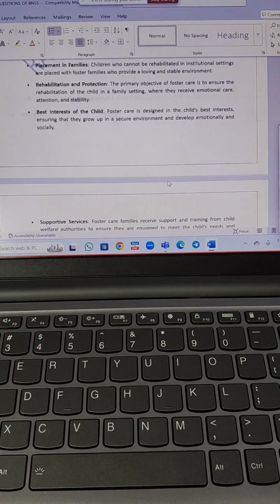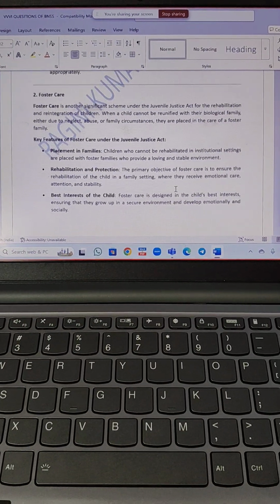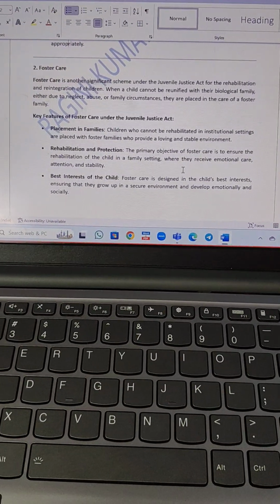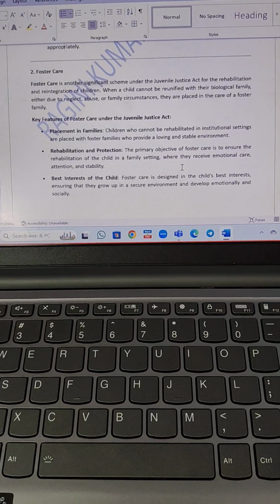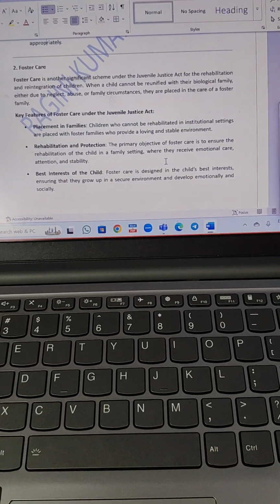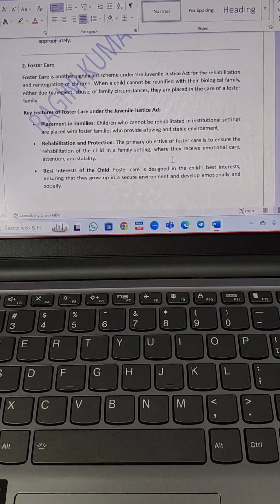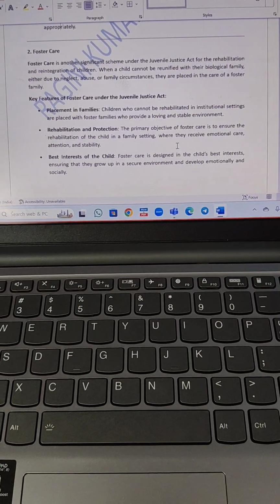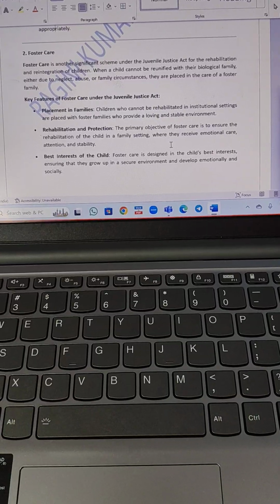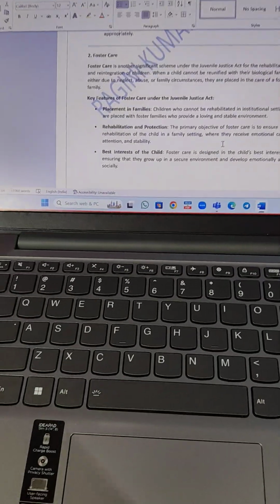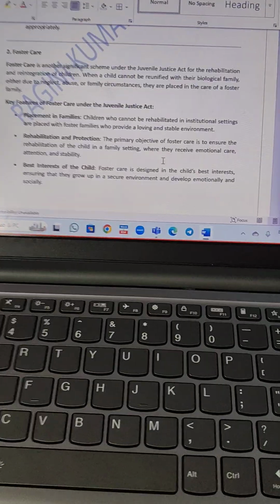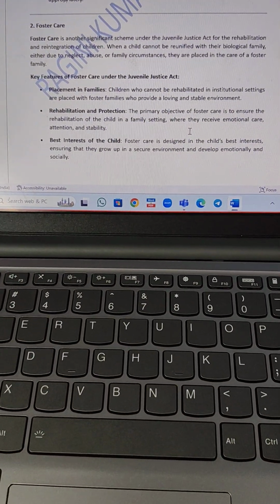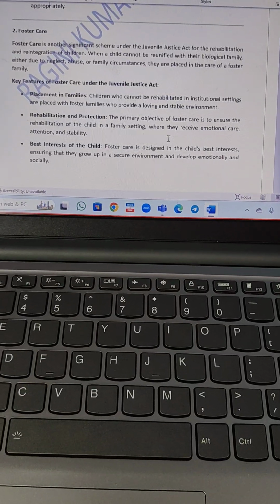Next is foster care. Foster care is another significant scheme under the Juvenile Justice Act for rehabilitation and reintegration of children. So when a child cannot be reunified with the biological family, either due to neglect, abuse or family circumstances, please underline. If a child cannot be sent back to their home, in those circumstances they will be kept in foster care. So, placement in families.